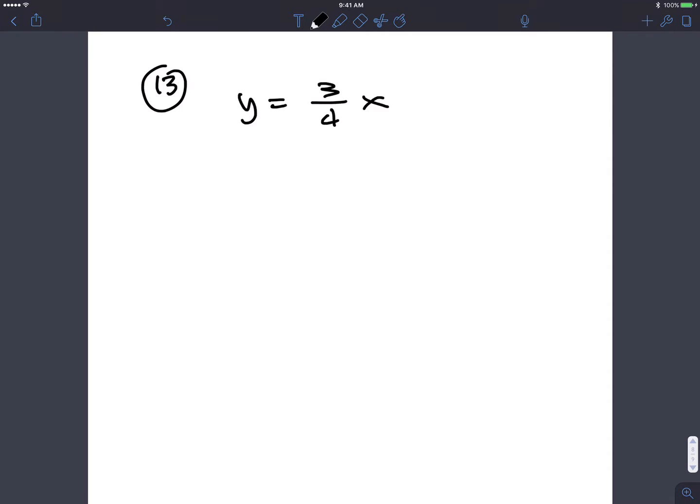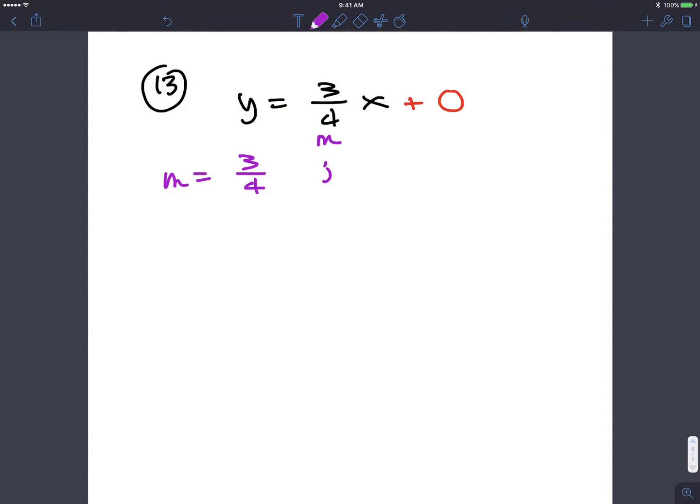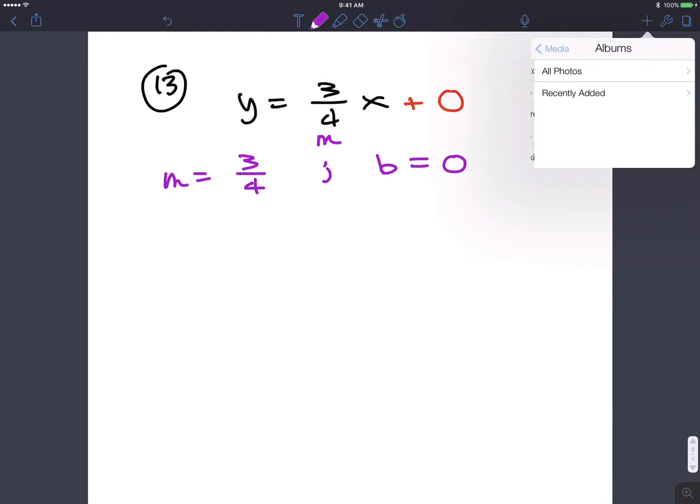Again, don't forget, we're going to put this in slope-intercept form, meaning my slope, m, is the number that's multiplied to x, and that's 3/4 here. We're going to add a 0. And so here, b is 0. My y-intercept starts at the origin.